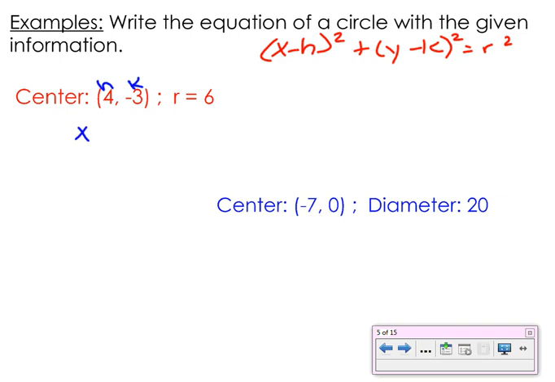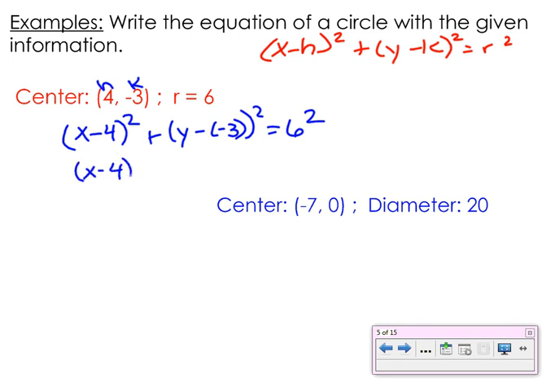So I'm going to have x minus 4 squared plus y minus a negative 3 squared equals my 6 squared. And now I just have to simplify. So there's nothing to simplify in the first part, so I'm just going to rewrite it as x minus 4 squared plus, now I have a minus and a minus, so those do become a plus. So I'm going to have y plus 3 squared equals my 6 squared, and 6 squared gives us a value of 36.